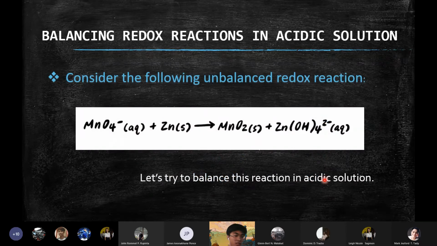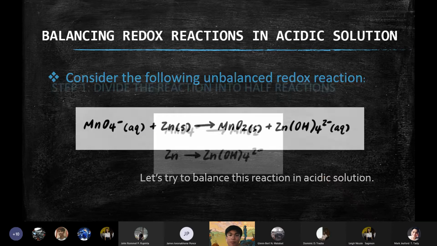Now consider the following unbalanced redox reaction. We have MnO4 minus, which is in aqueous solution, and solid zinc yields MnO2, which is solid, plus Zn(OH)4 2 minus, and that is in aqueous solution. Let's try to balance this in acidic solution using the steps that I stated earlier.